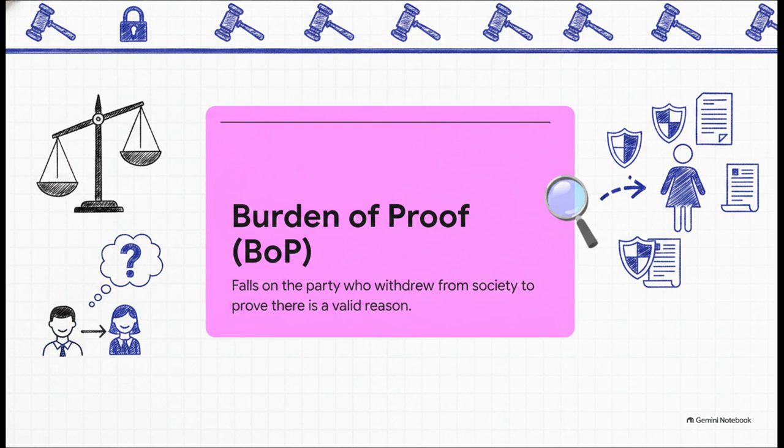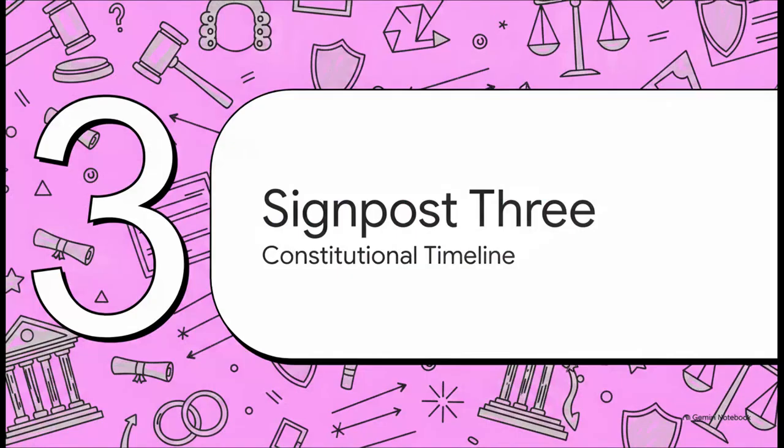Now, here is the classic trap they love to spring on you in exams. Who actually bears the burden of proof? Let's say a husband files a petition under Section 9 because his wife left. He doesn't have to prove she lacked a reason. No way! The burden of proof falls entirely on the party who actually withdrew from society. So in this example, it's 100% on the wife to legally prove she had a totally valid, reasonable excuse for leaving.